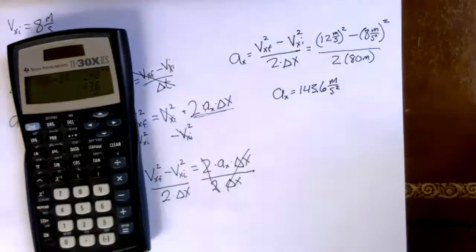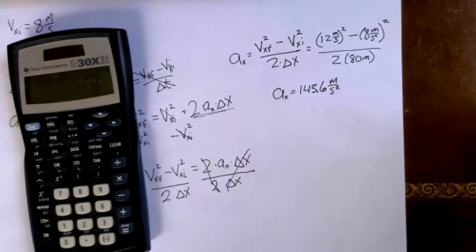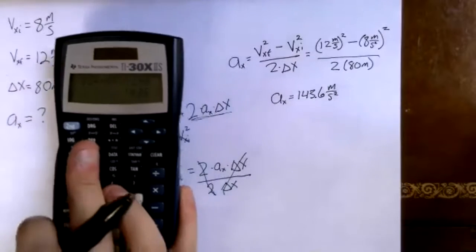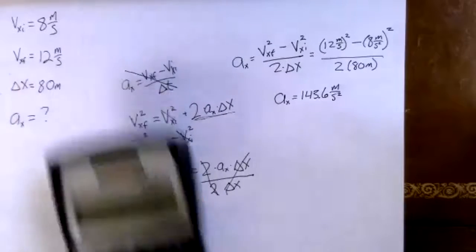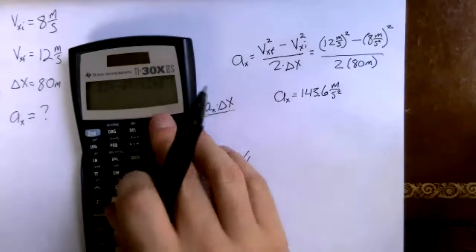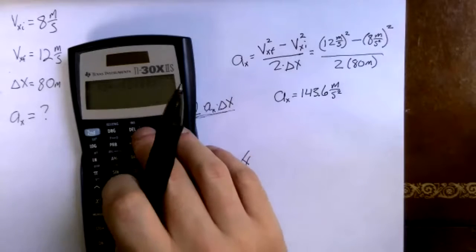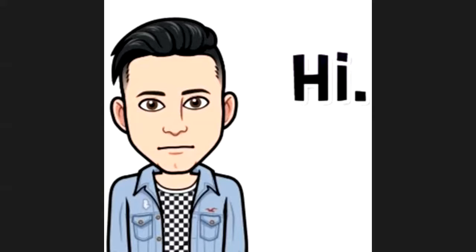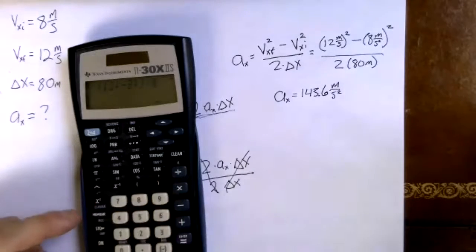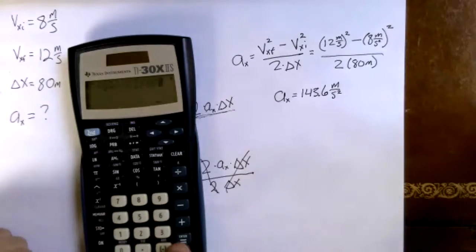So 143.6 meters per second squared, that's going to be our acceleration, which is a pretty high acceleration. But that's all right. Actually, wait a minute. Is that right? Yeah, I guess it is. Let me try it with parentheses. That doesn't seem right. But let me know if you get anything different than I'm getting. That sounds better now.